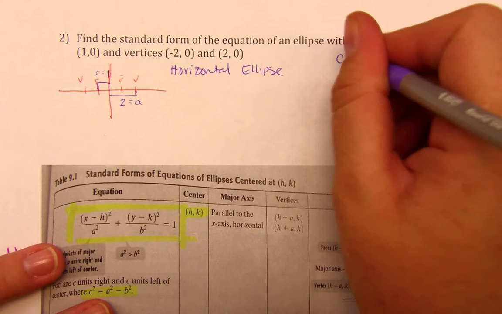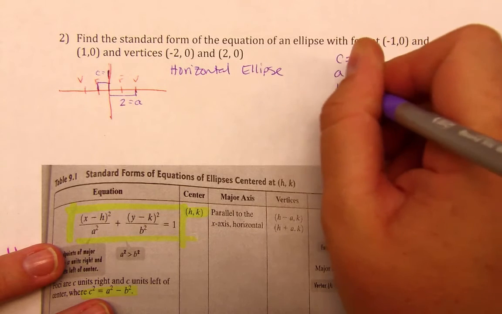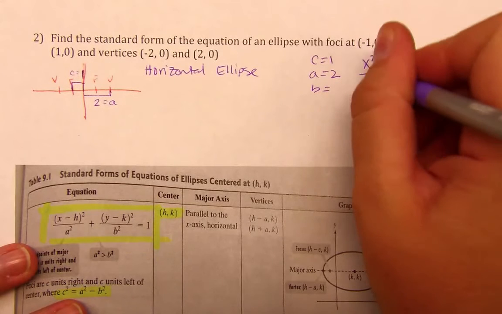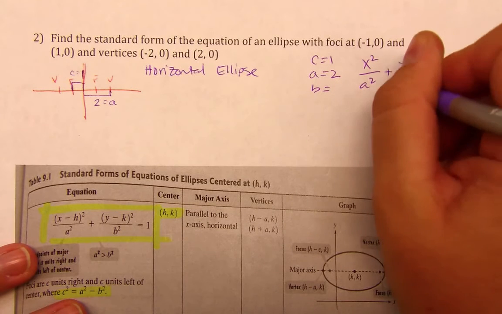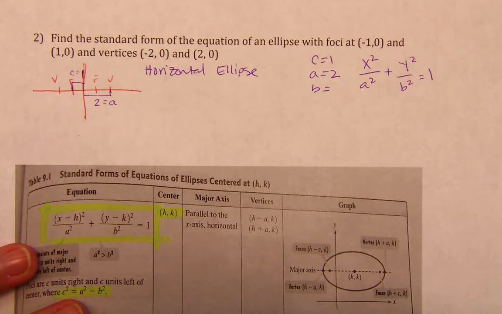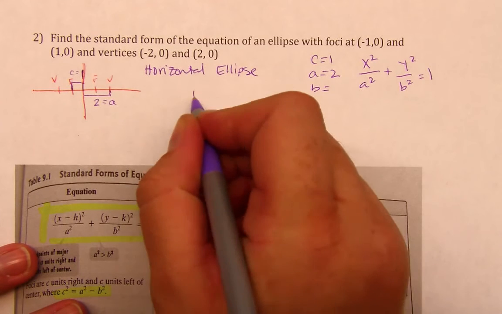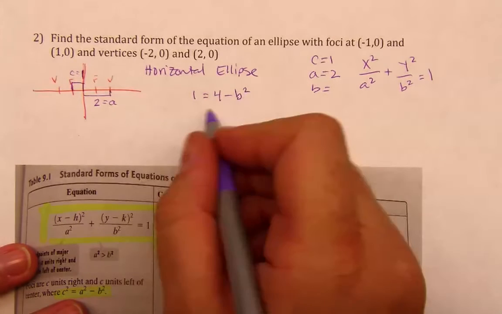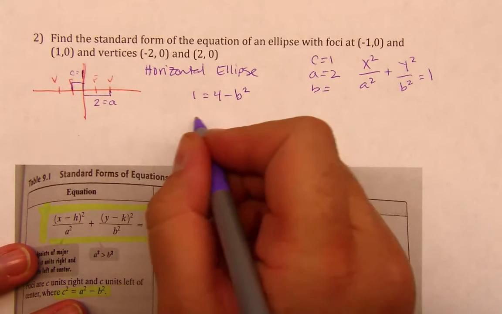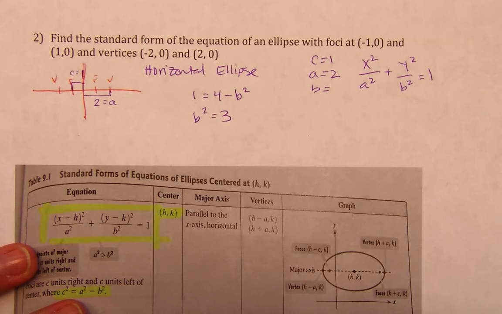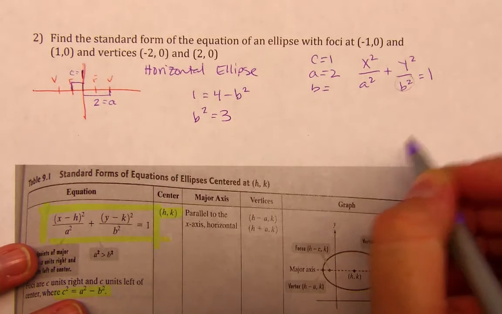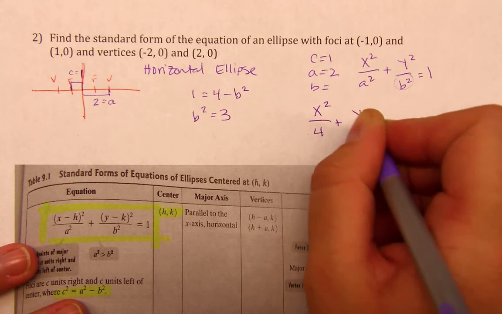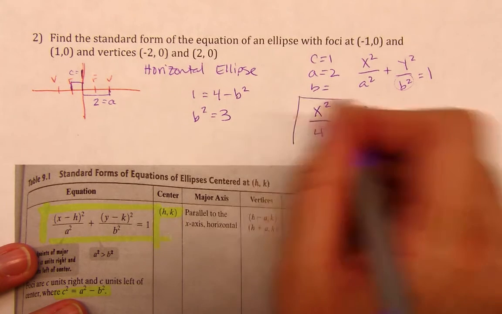So if c equals 1 and a equals 2, we can solve for b, and we can plug it into the horizontal formula, which is x squared over a squared plus y squared over b squared equals 1. So c squared, which is 1, equals a squared, which is 4, minus b squared. And we really only need b squared. So b squared equals 3, and that's what I can plug in right here. a squared is 4, so my answer is x squared over 4 plus y squared over 3 equals 1.